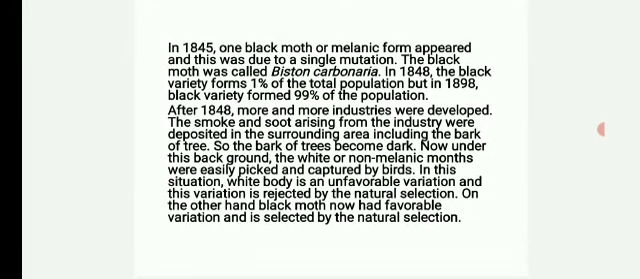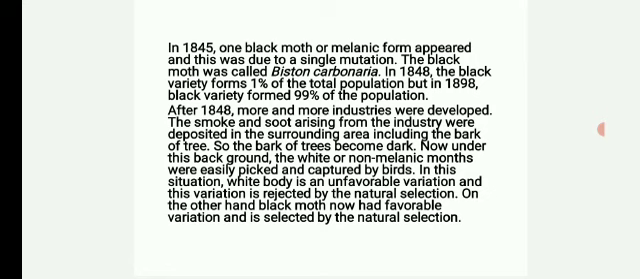In 1845, one black moth or melanic form appeared, and this was due to a single mutation. The black moth was called Biston carbonaria. In 1848, the black variety formed 1% of the total population, but in 1898, the black variety formed 99% of the population. After 1848, more and more industries were developed.